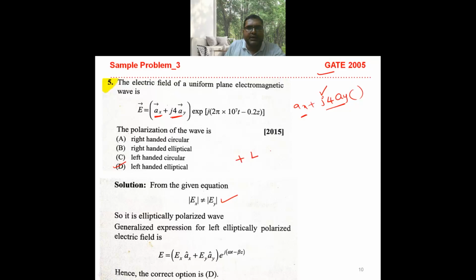For plus sign, it is left elliptical polarization. Negative sign, right elliptical polarization. For elliptical polarization, we discussed the magnitudes are not equal and the phase difference between them is a multiple of pi by 2. The two conditions are satisfied with positive sign, so it is left elliptical polarization.